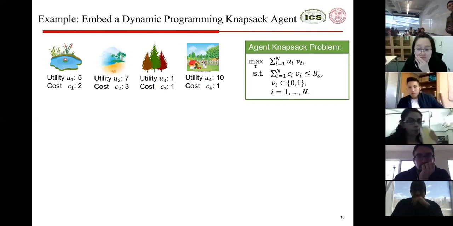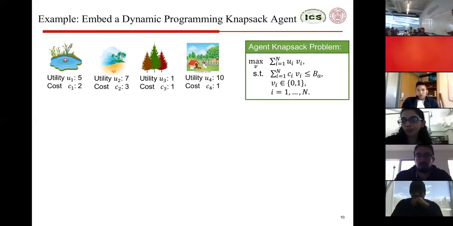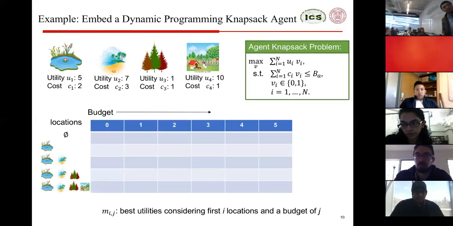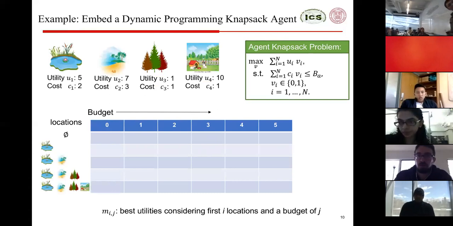Now, what the agents are trying to do is solve a knapsack problem, which selects a subset of locations within their travel budget so that they can maximize the total utility score. This is commonly known as the knapsack problem in computer science. We assume that the agents are using a dynamic programming approach to solve this problem by filling in a dynamic programming table. Here, the rows of this table correspond to different location sets, and the columns of this table correspond to different budget levels.